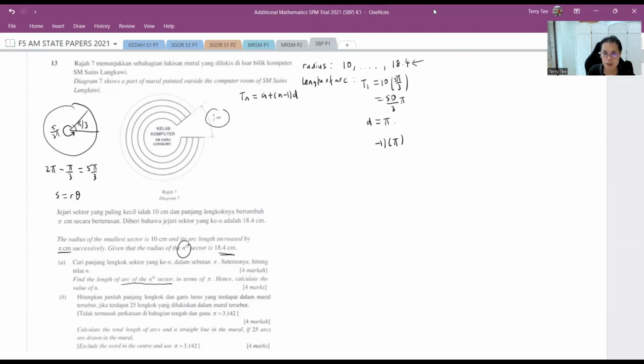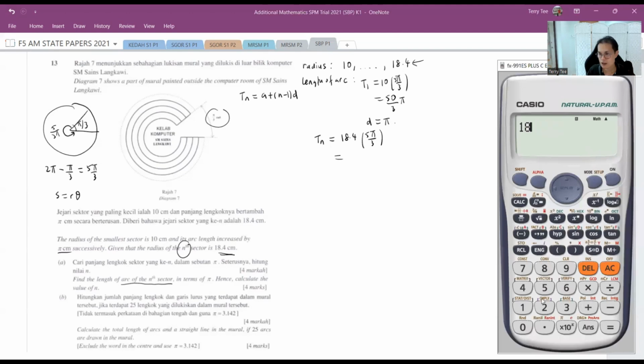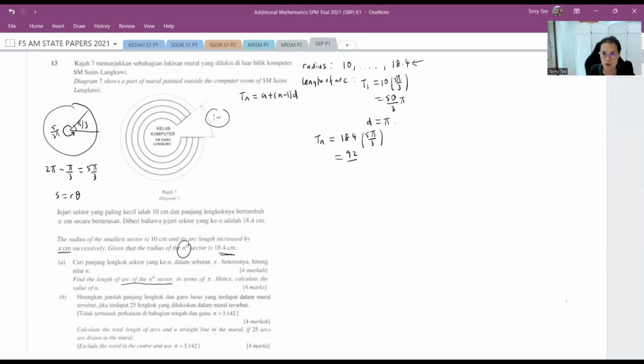I will straight away say the end sector is r, 18.4, multiplied by your angle θ, rθ. So use our calculator. 18.4 times 5 over 3. Whether you want to put a π or not doesn't matter, just leave it here. 92 over 3 π. So this will be in terms of π, but without n. And then calculate the value of n.